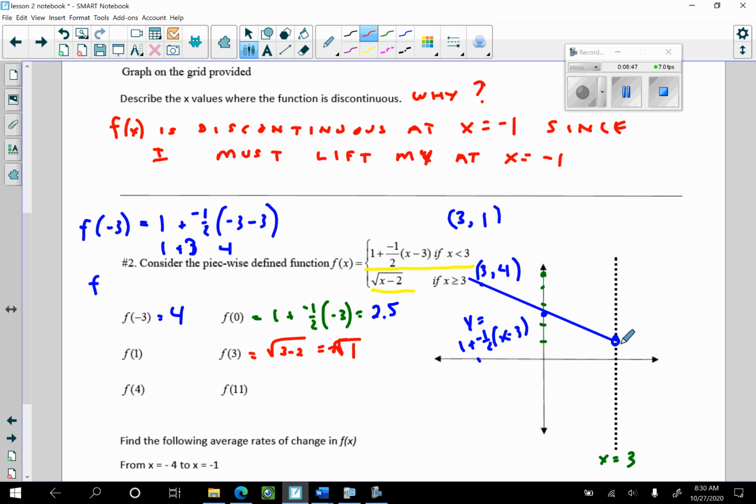And guess what that point right there is? Wasn't that point 3, 1? It was. So now I can fill in that hole, but it looks like this. It's going to look like that square root. And if you were going to get this correct on a test, you do want it concave down.